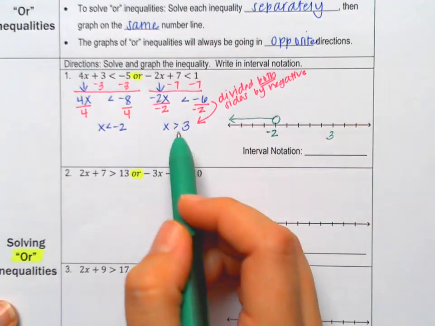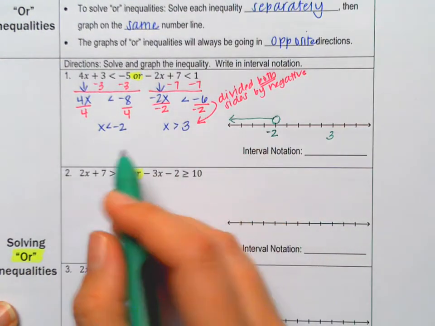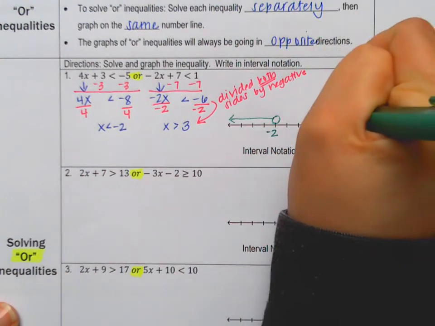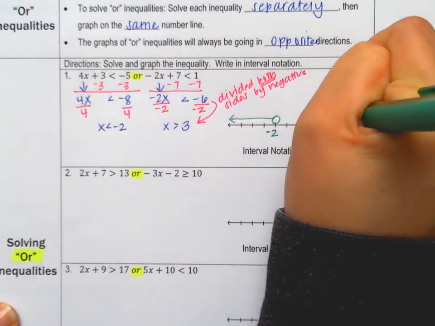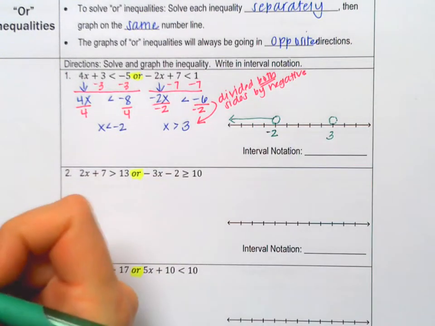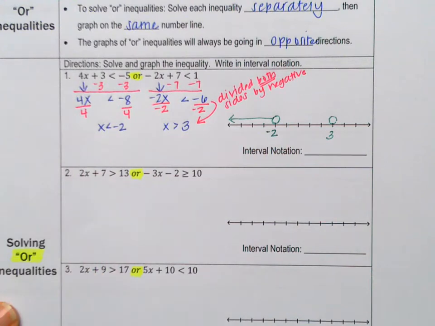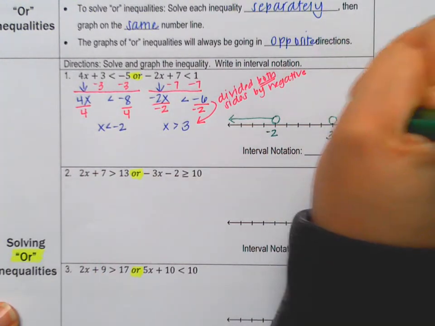Okay, and then x is greater than 3. First question, is it open or closed? It's open because it's not "or equal to." Looks like I need a new green. And then greater than is going in the positive direction, so it would be going up.